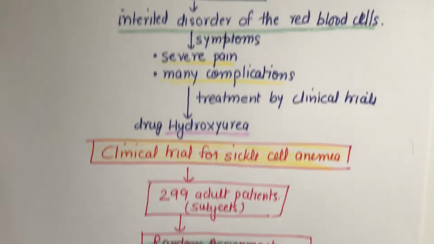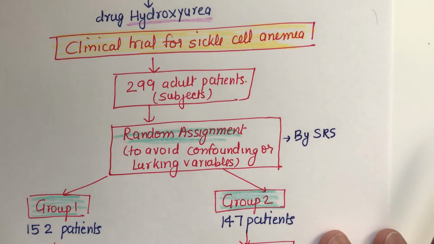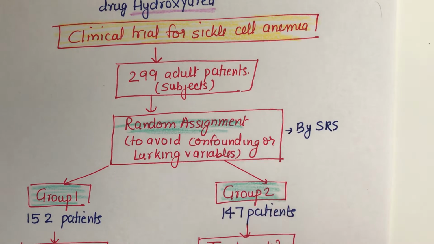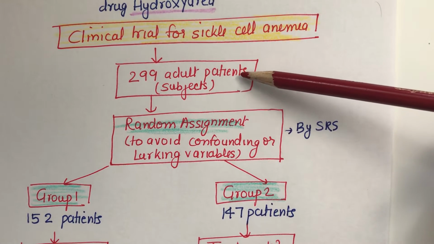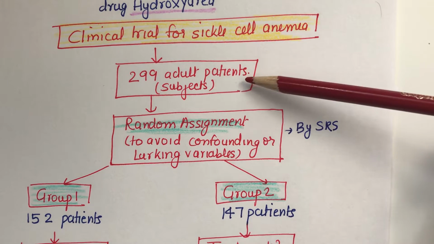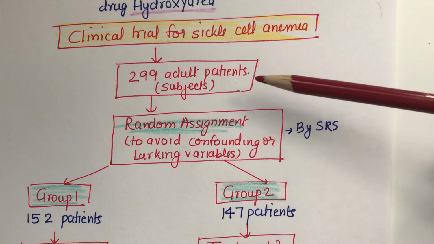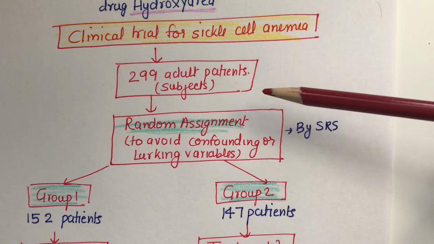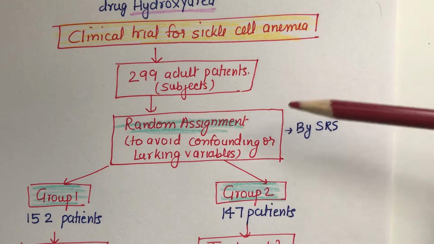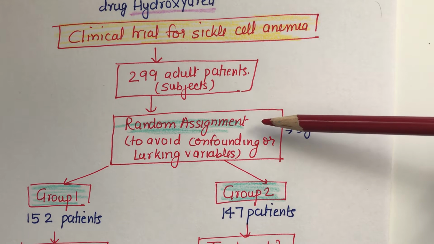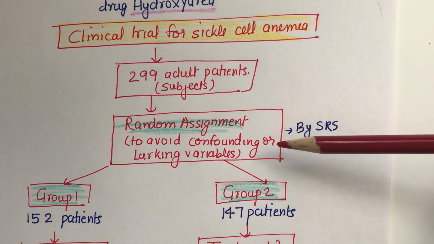So we're going back to the clinical trial. In the clinical trial for sickle cell anemia, they had 299 adult patients, who were called subjects for this experiment. First, they thought of checking how effective the drug is, so they planned to have two groups. One was getting the treatment and the other was not. The 299 adult patients were randomly assigned to different groups to avoid confounding or lurking variables.